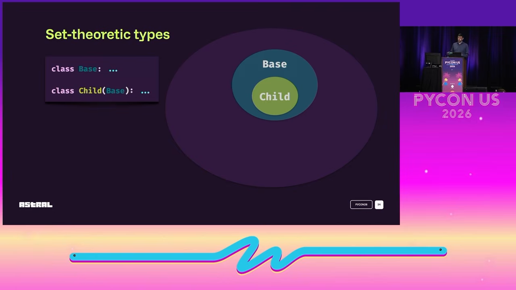One more pair of useful corollaries for set-theoretic types. If we have two types where one is a subtype of the other, for example, a class that inherits another class, that means that all objects which are instances of child are also instances of base. So the combined area of those two types is the same as base itself. So the union of child and base is just base, and conversely, the overlap of these two circles is the same as child, so the intersection of child and base is simply child.